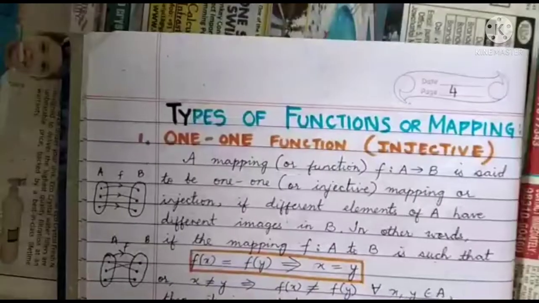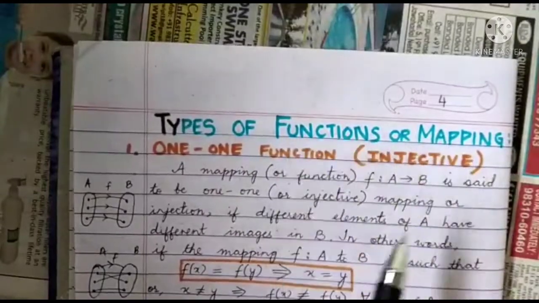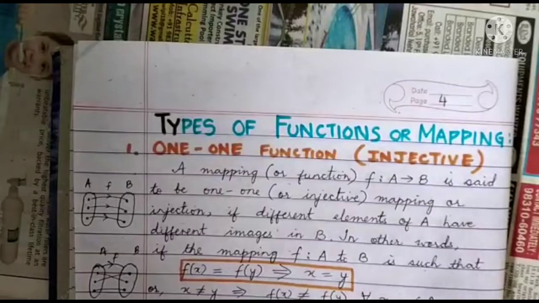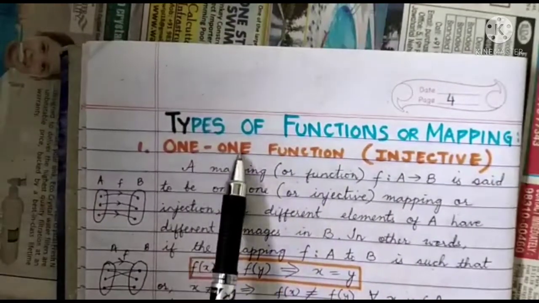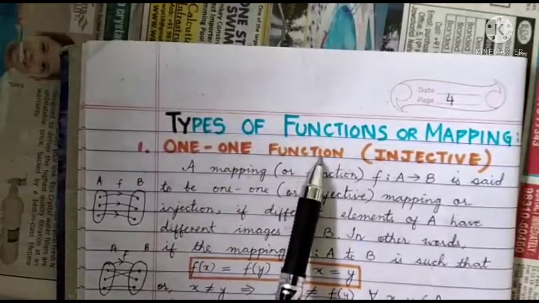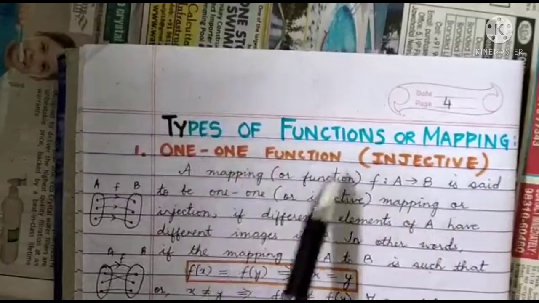Okay, now this is our core syllabus, that is the types of functions or mappings. There are many types of functions, but out of them we are only discussing one-to-one and onto functions. This is read as one-to-one function. Another name for a one-to-one function is injection or injective mapping. Now what is a one-to-one function?